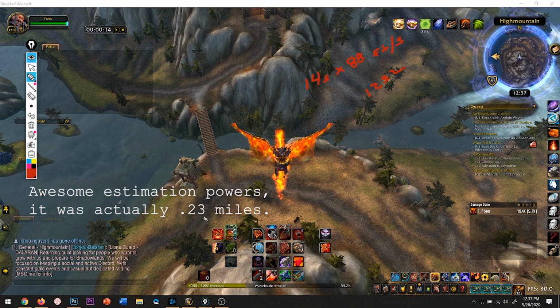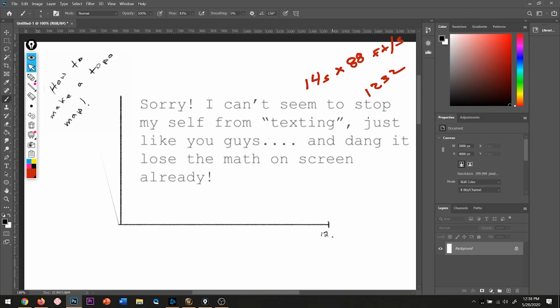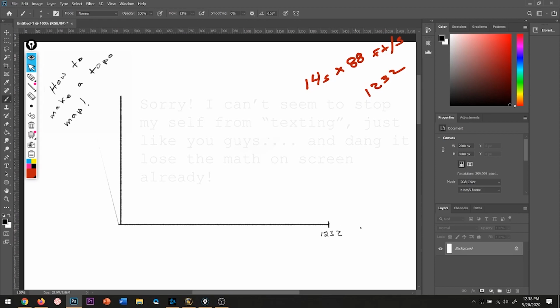All right, let's go back over to Photoshop. So down here at the bottom, on this side, at the end here, go ahead and write 1,232 feet. So we'll say this is feet down here. It's hard to write at the bottom of the screen. I don't know why. It's much easier when you write up here somewhere. Okay, now we got to figure out how tall the mountain is in those three spots.